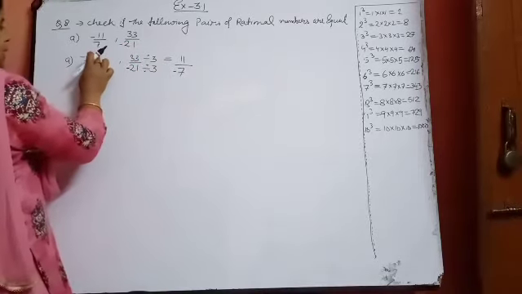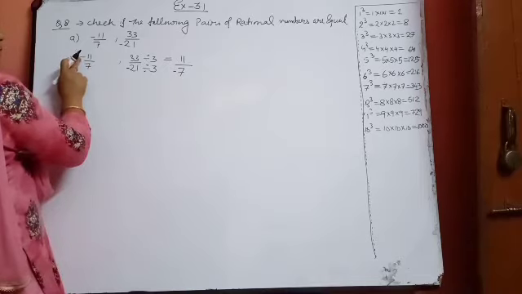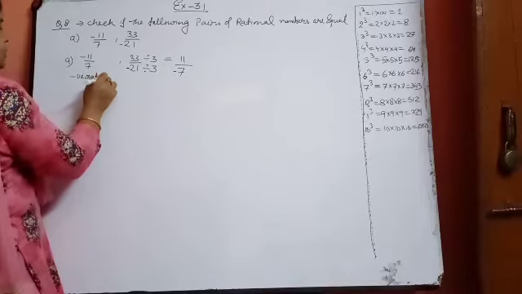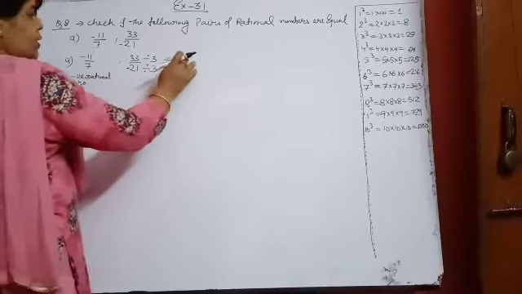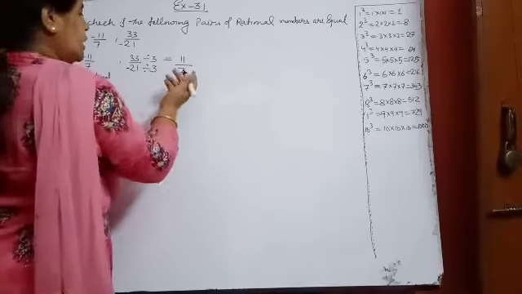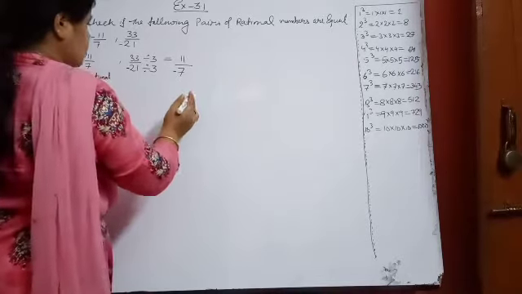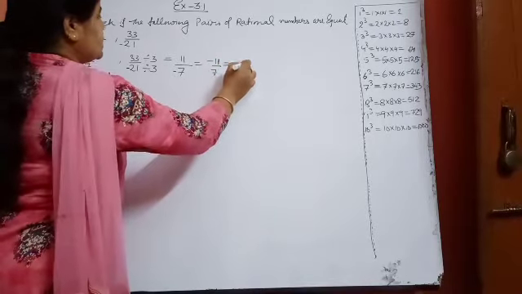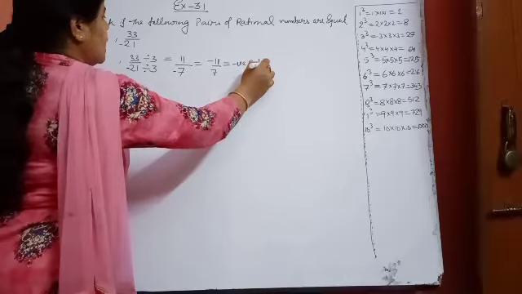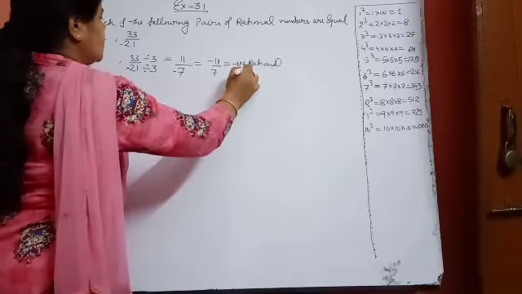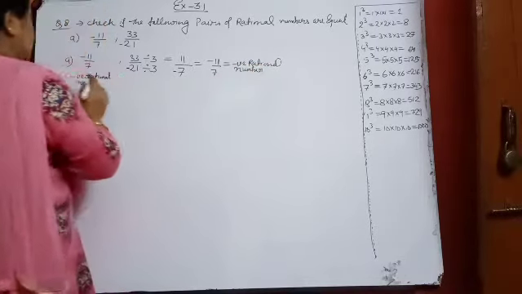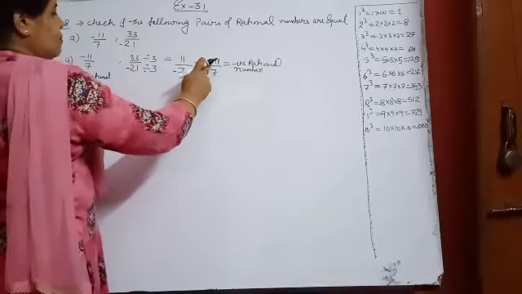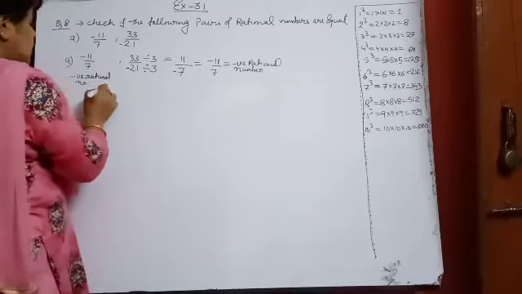Now you can see that in the numerator it is a minus sign, so it is a negative rational number. And here also, 11 upon minus 7 can be written as minus 11 upon 7. It will also be a negative rational number. It means both of them are equal. After solving it, it is also coming to minus 11 upon 7. So they are equal.